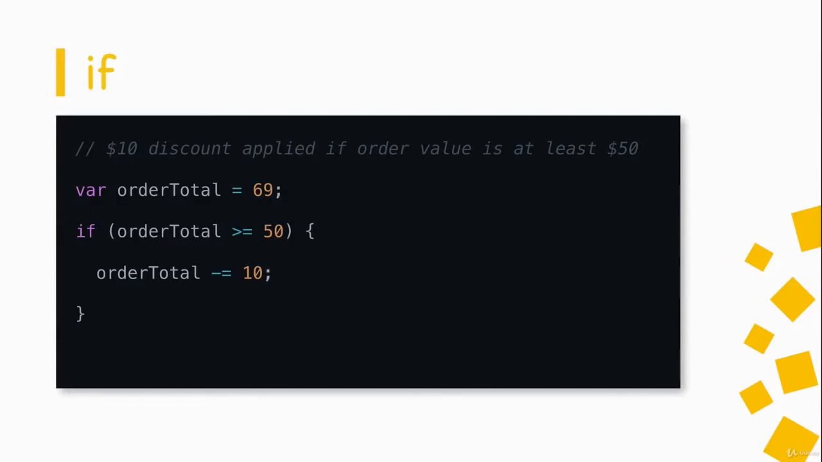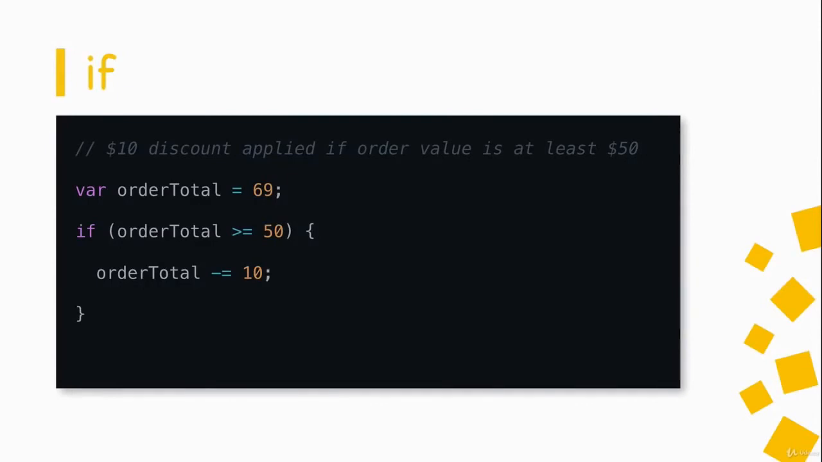So 69 is greater than or equal to 50. And this condition returns true. So order total is greater than or equal to 50 returns true. And thus the code inside the if block gets executed. So what are we doing in the code? Well, we're saying order total minus equals, or subtraction assignment, 10, which means we're minusing 10 from the order total value.